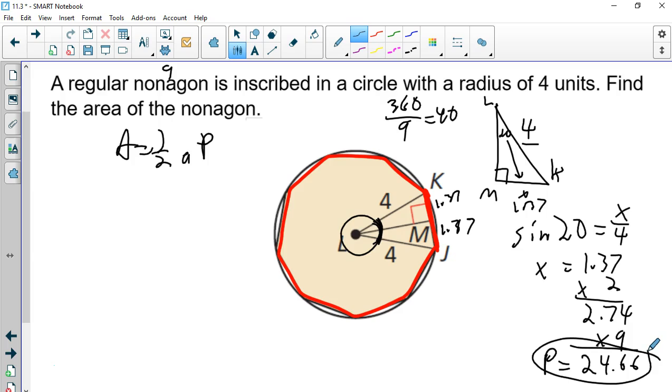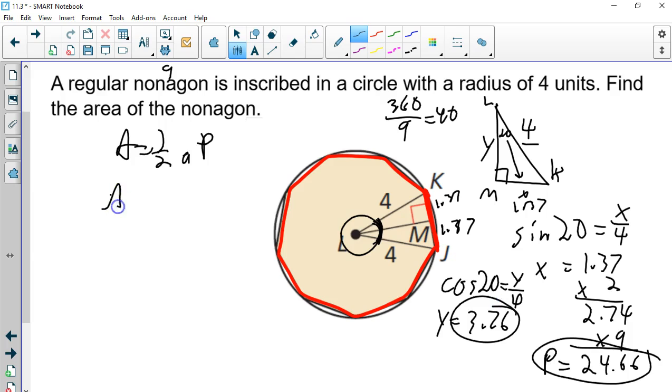Now we also need to find this piece right here. Well, again, we can use trigonometry. So we use a sine to find x. We're going to use a cosine to find y. So I'm saying cosine, again, of 20 equals, remember, cosine is adjacent over hypotenuse. So that's y over, what's hypotenuse? Again, 4. So very simply, y is equal to 4 times the cosine of 20, which is 3.76. That's also very important because that's my apothem.